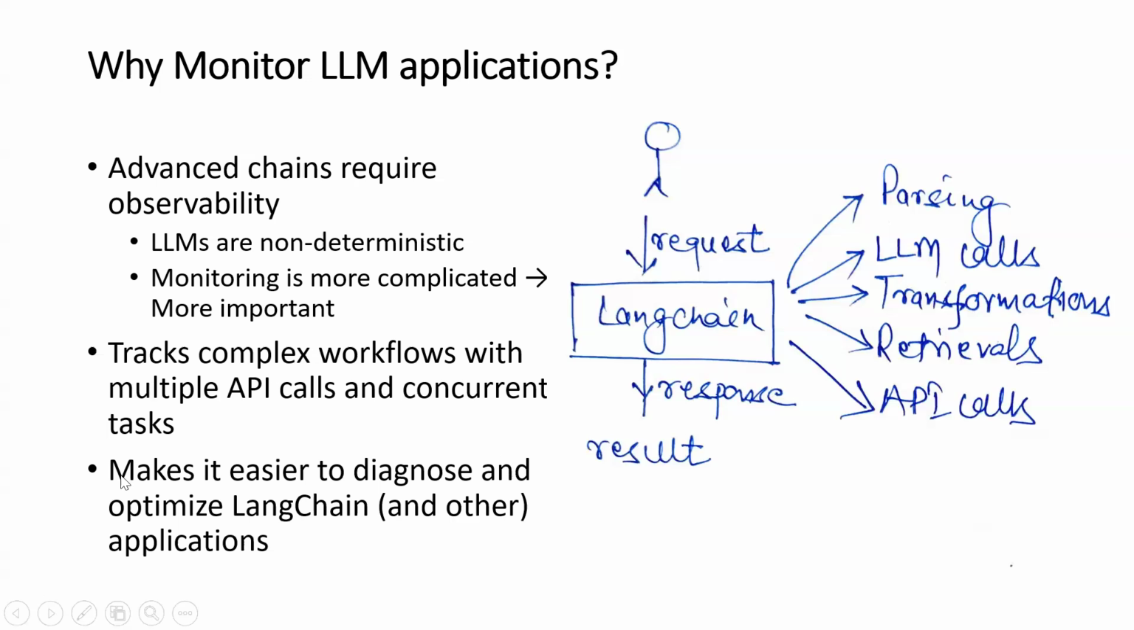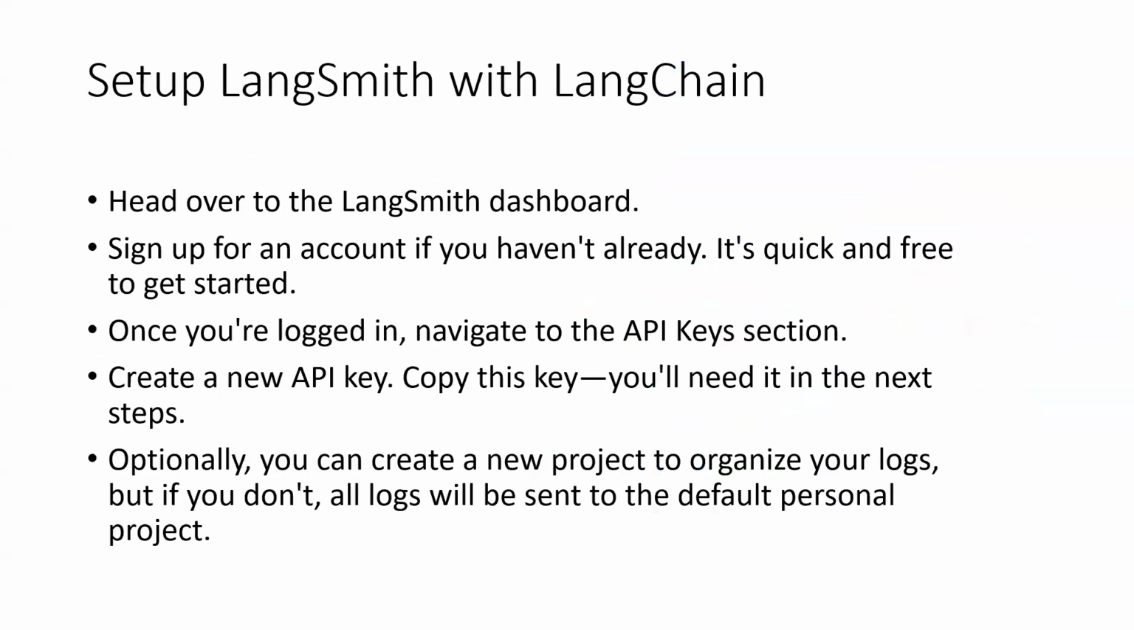Track complex workflows with multiple API calls. Concurrency makes it easier to diagnose and optimize LangChain. I hope it's clear why we use LangSmith. Now let's see how to set it up. Its setup is very easy.